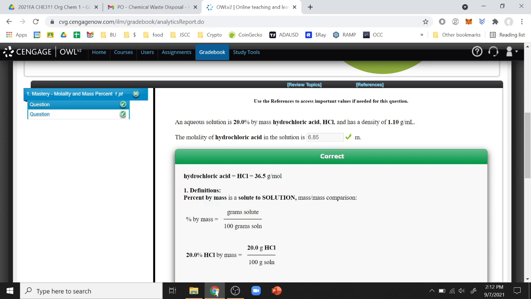Start off. So we have here an aqueous solution. It's 20% by mass of hydrochloric acid, and that's the abbreviation for hydrochloric acid, HCl, the chemical formula, I should say. And this has a density of 1.1 grams per milliliter. That'll be the density of the solution. You don't actually need that in this case, and I'll show you a little bit why.